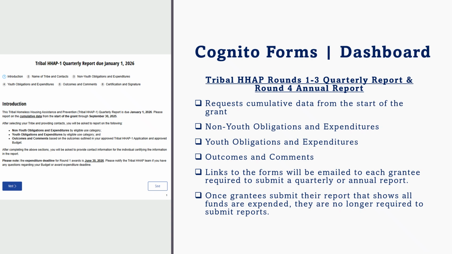Each report will be submitted through the Cognito dashboard. The report will ask for cumulative data from the start of the grant. Rounds 1, 2, and 3 reports will separate non-youth and youth expenditures. Round 4 annual reports will differ from the previous rounds. All reports will ask questions regarding outcomes and the grantee's comments. Links to the forms will be emailed to each grantee through the Tribal HAP inbox. Once grantees submit the report that shows all funds are expended, they are no longer required to submit reports.